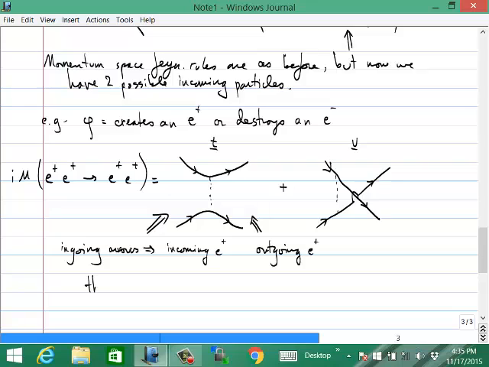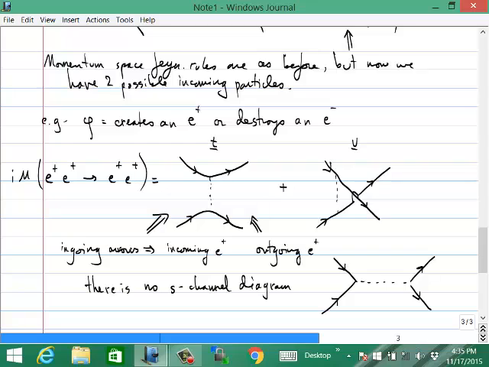There is no S-channel diagram, because what was the S-channel diagram? The S-channel diagram is one that looks like this. And that would require us to violate charge conservation at one of these vertices, right?